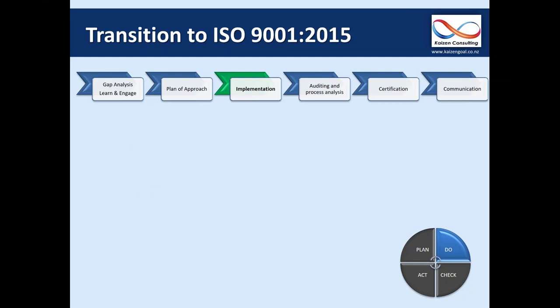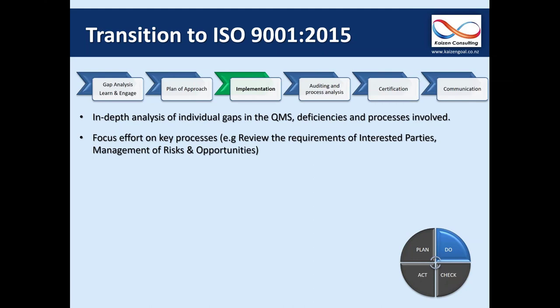In implementation, you have the in-depth analysis of those individual gaps that you found in your quality management system, the deficiencies in processes that have been involved. You need to focus your effort on the key processes. So again, same concept as the risks and opportunities. You have a review of interested parties. They're the key processes that you need to try to implement and produce in order for your transition. Therefore, you would focus on those areas. You need to define your interested parties and their impact on your business.